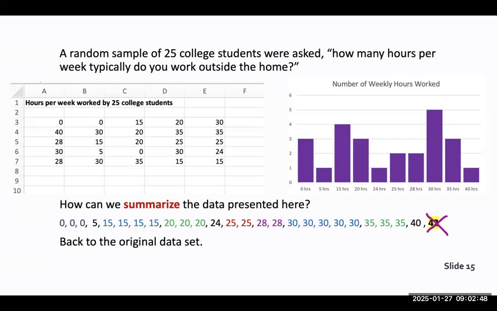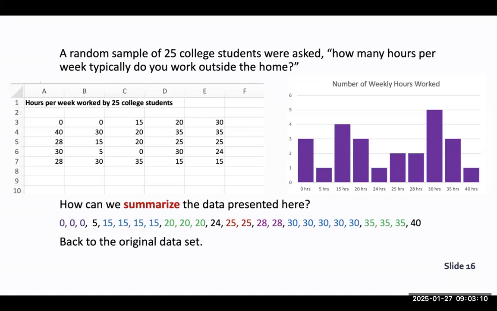Okay, let's go back to the original data set. I just added this 42 to show you how to work with an even amount of data to find the median. So we're going to cross it off and go back to the original. So we said that there are, so far, 2 ways to find the middle of a data set, the center, and that's the mode and also the median.